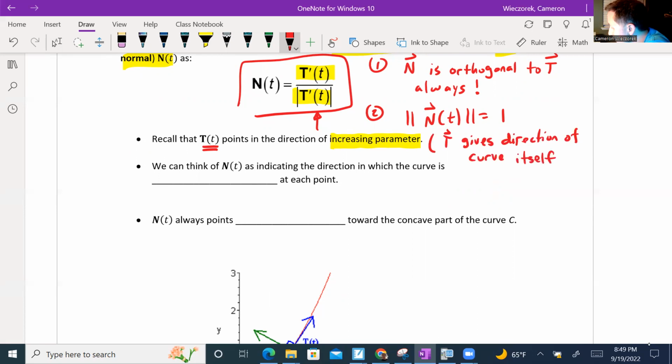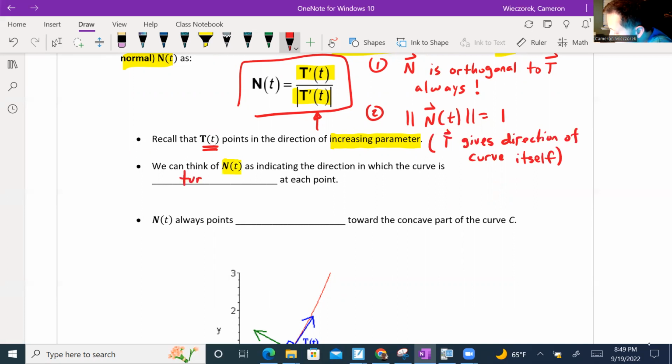It tells you how the curve is positioned and which way it's moving. What N of t does is it doesn't really tell you the direction of the curve, but it tells you the direction in which the curve is turning. So if you wanted to place an arrow in the direction of motion in terms of where things are turning, that is what N of t would give you.